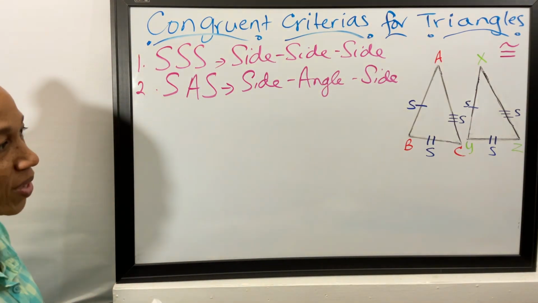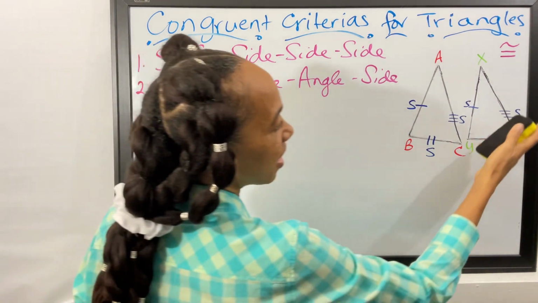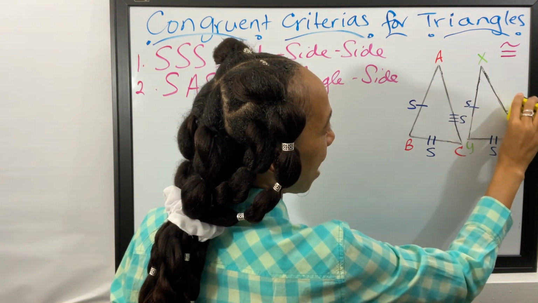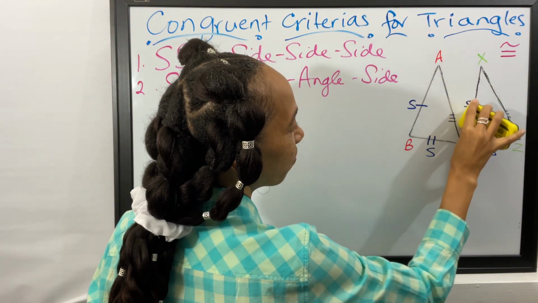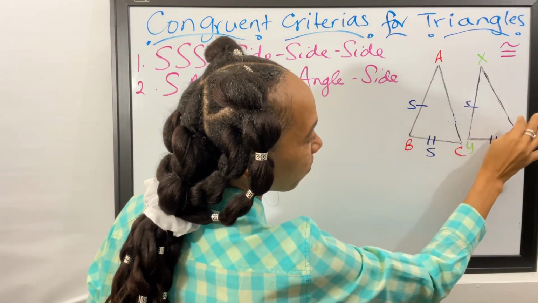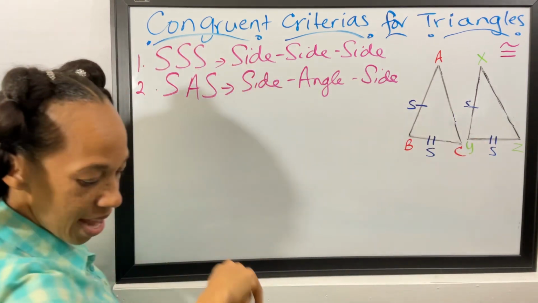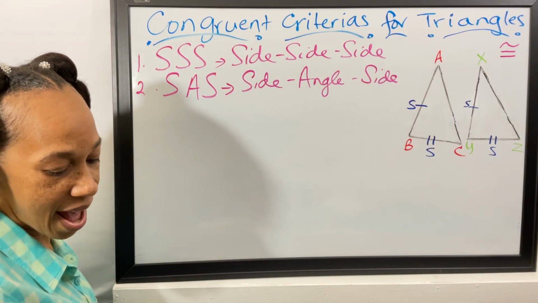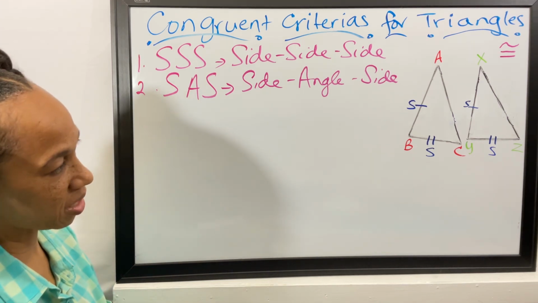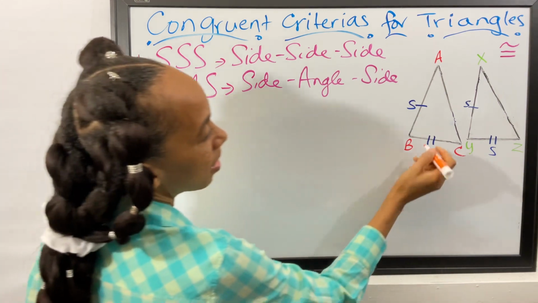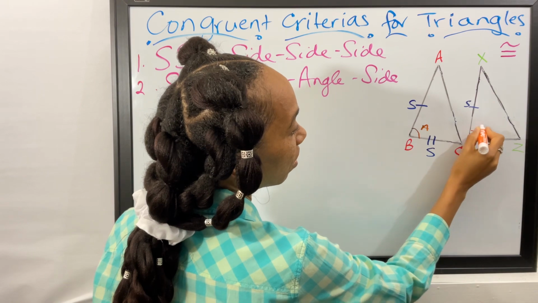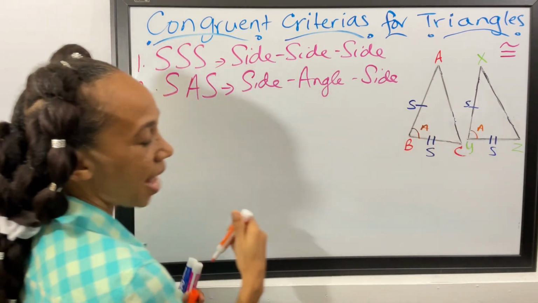Let's show you. Let's get rid of the third side right here. I don't need the third side right now, so I'm going to get rid of it for you. But now I'm going to use a different color, and I want something bright. I have an angle in between here, and this is an angle. Now you have side, angle, side, SAS.